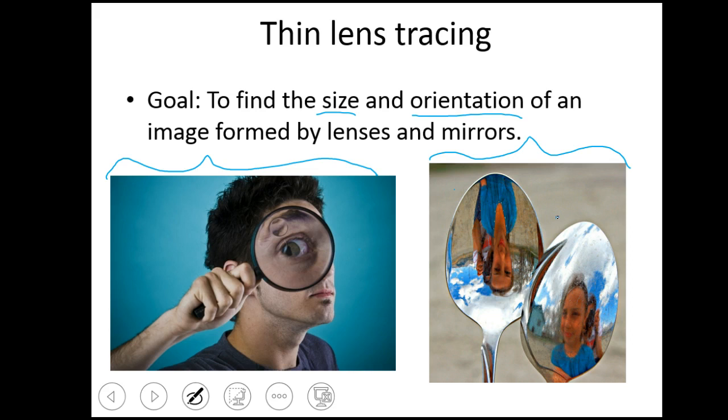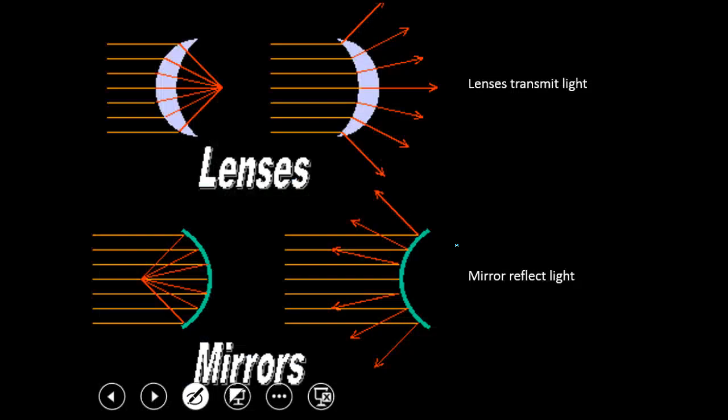And so what we're going to talk about today is, well, when do I get something that's big, or when do I get an image that's upside down? And we're going to give you a few fundamental rules to be able to do that.